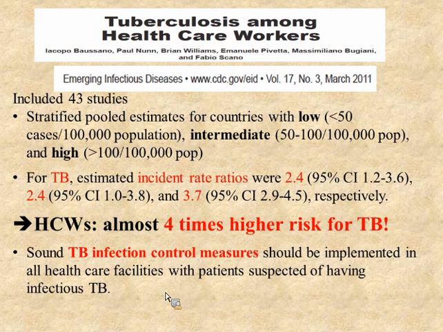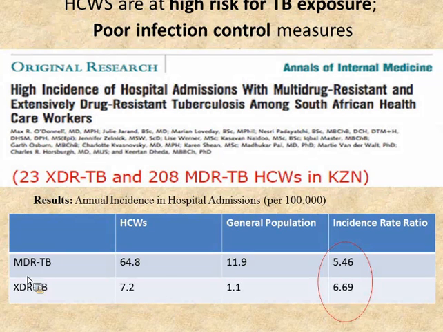The increased risk in healthcare workers is a reflection of infection control in the workplace. Now with multiple drug-resistant TB and extreme drug-resistant TB, the risks are even higher for health workers, almost 7-fold increased risk for extreme drug-resistant TB. So although this doesn't make the news the way Ebola does, this is still a much bigger problem on a world scale.